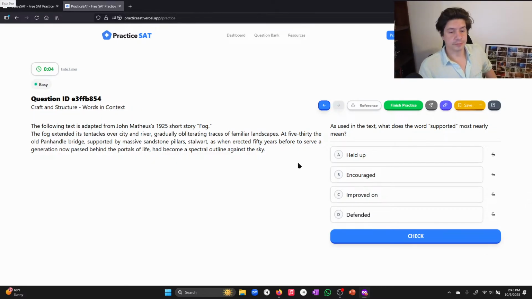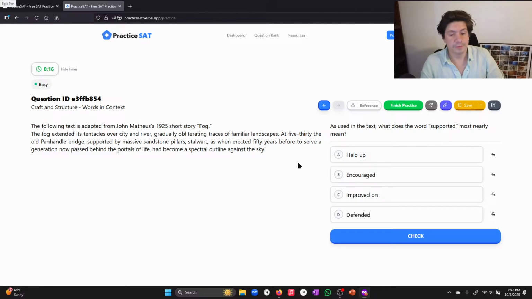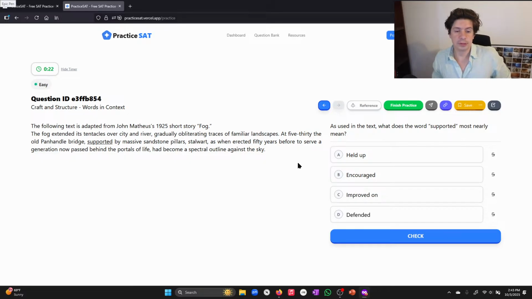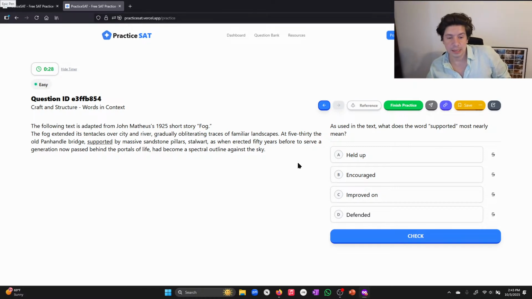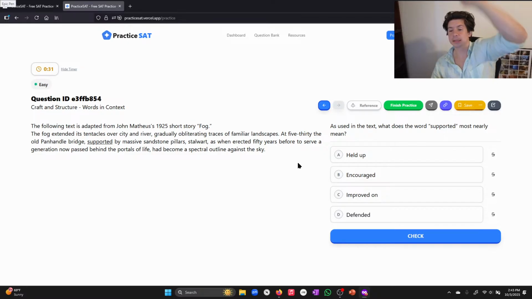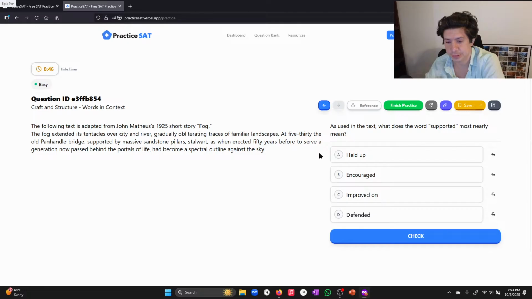The following text is adapted from John Matthias's 1925 short story, Fog. The fog extended its tentacles over ice, city, and river, gradually obliterating traces of familiar landscapes. At 35, the old Panhandle Bridge, supported by massive sandstone pillars, stalwart as when erected 50 years before to serve a generation now past the portals of life, had become a spectral outline against the sky. As used in the text, what does the word supported most nearly mean? A, held up; B, encouraged; C, improved on; D, defended. We're talking about a physical bridge, so it's being held up, so it'll be A.